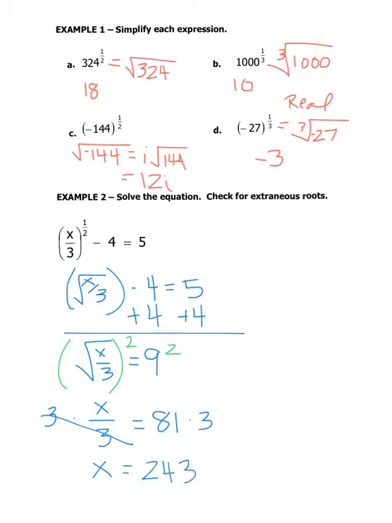And let's just do a quick check of that solution. Okay, well, let's just plug it in. All right, so where x was, I'll put the 243. And then I have that over 3. That was to the 1/2 power. Minus 4, does that equal 5? Okay, well, 243 over 3 gives me 81.